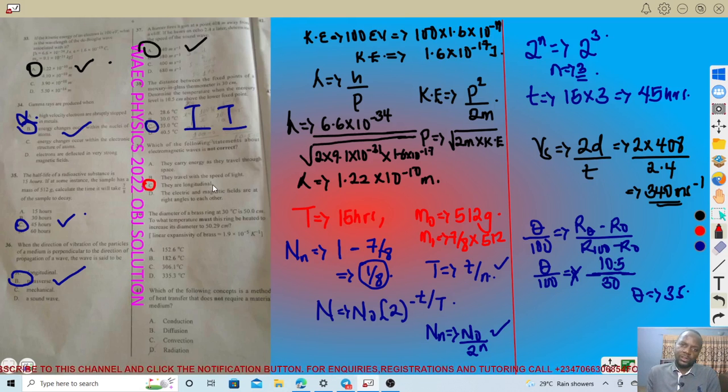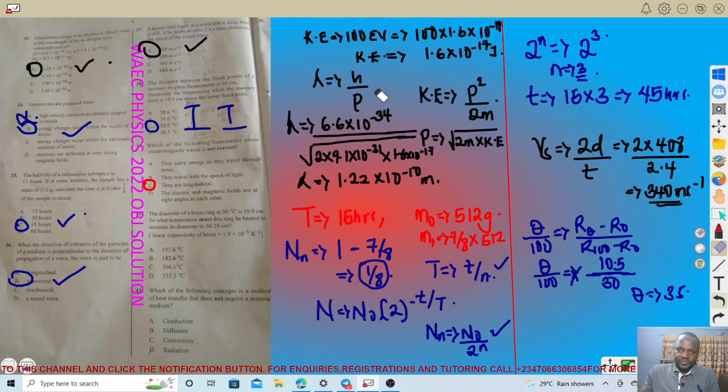Longitudinal means that the direction of the wave is the same as the direction of propagation. Now look at the electric and magnetic fields: they are at right angles to each other. Yes. They obey the inverse square law. So note that. The next one says calculation.